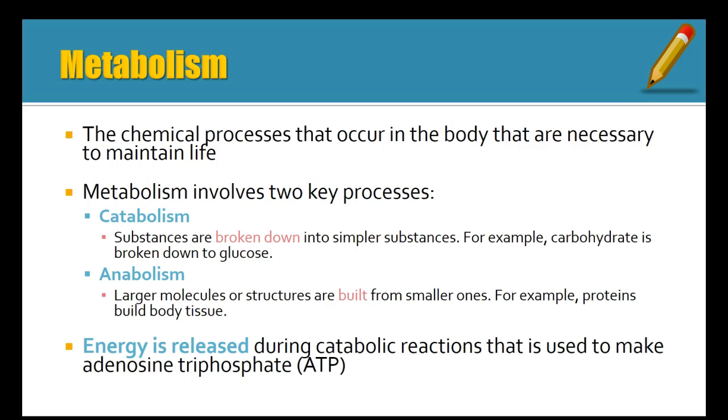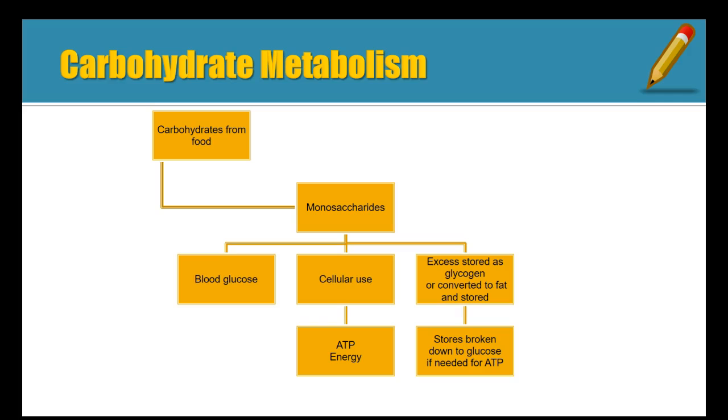And anabolism is where you take those basic molecules that you broke down during catabolism and you build them up into larger ones. So proteins that are broken down through catabolism into amino acids, those amino acids are then used to build up protein in body tissue. Energy is usually released during the catabolic reaction, and that energy is adenosine triphosphate, which is a universal energy that can be used in all types of processes throughout the body.